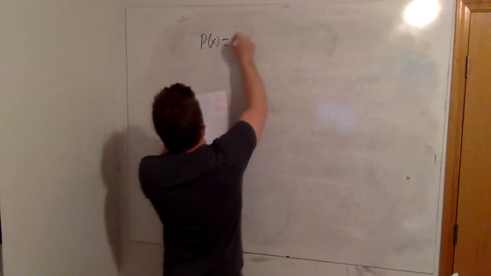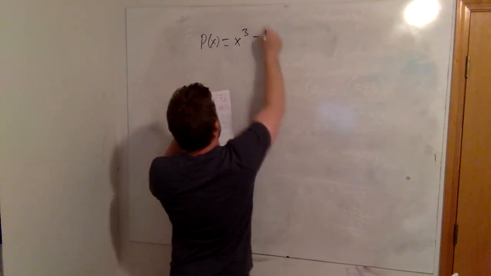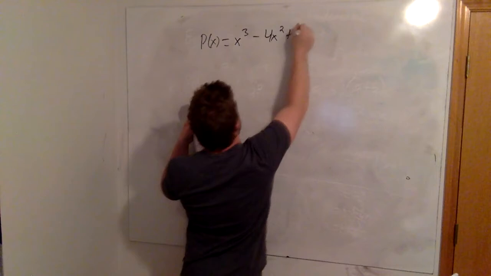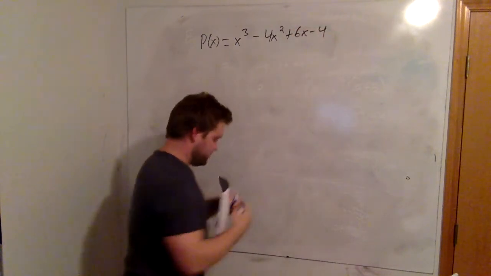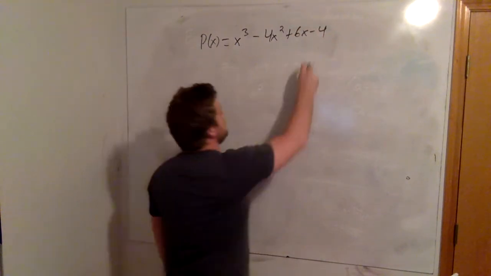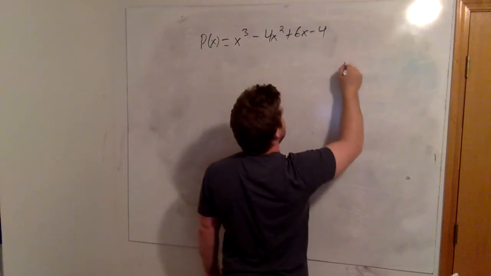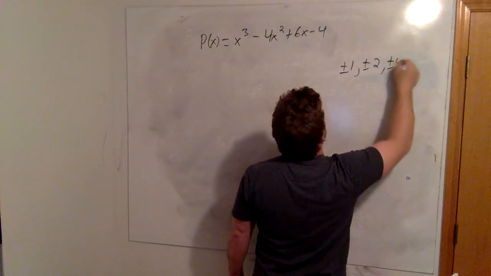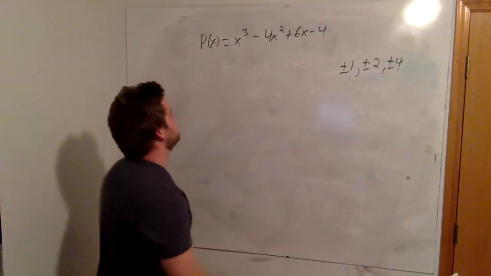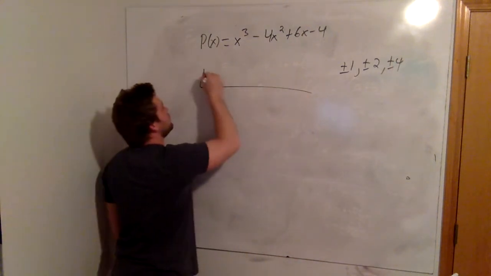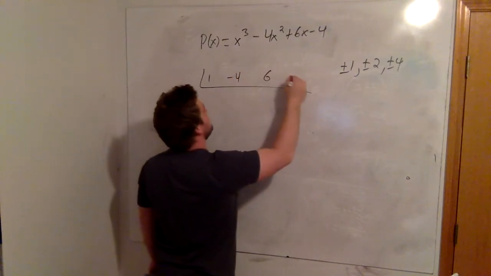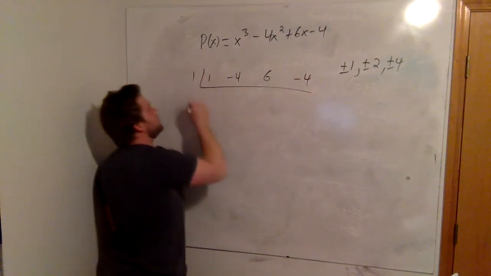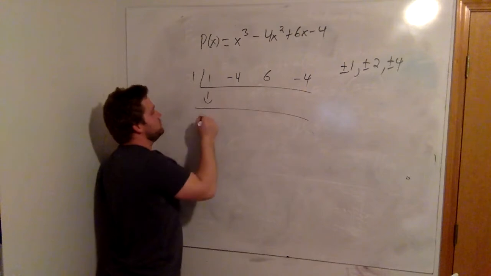Okay, so we have x cubed minus 4x squared plus 6x minus 4. We're going to use synthetic division, so the rational roots theorem says our candidates for possible roots will be plus or minus 1, plus or minus 2, and plus or minus 4. Let's start checking them. So 1, negative 4, 6, and negative 4. Let's put a 1 here and check if 1 is a root.